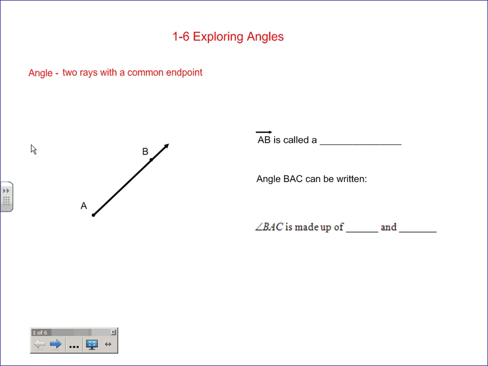And the question always comes up, well, can you put the arrow the other way? You can, but the symbol for ray is normally pointing to the right. So keep that in mind, but you already told me that was a ray. Okay. Angle BAC can be written.